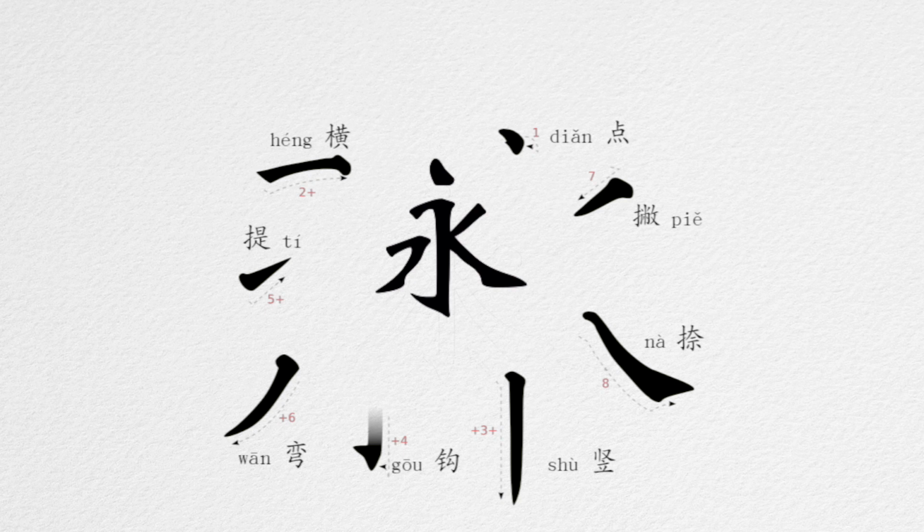永, which means forever, is the character most Chinese people use to practice writing Chinese or calligraphy, as it contains all the basic strokes and some compound strokes. 点 横 竖 钩 提 弯 撇 捺.